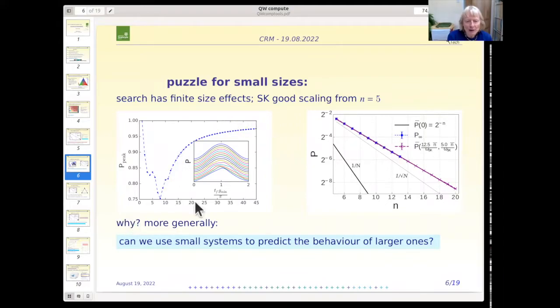And if we look at the same small sizes as we're looking at for the spin glasses, and we said, how does it scale? We would have no idea, because you get this shape here from 5, it goes down, and then back up again to 20. And we would have no idea whether that's a trend that is reliable or not from a section of the data that corresponds to this. So why is this happening? And more generally, can we use small systems to predict the behavior of larger ones, large enough to make a quantum computer worthwhile for solving them?